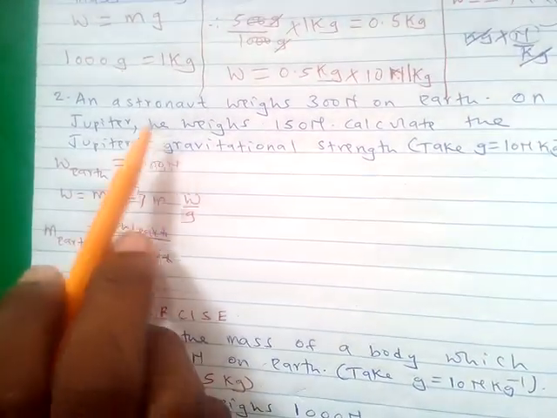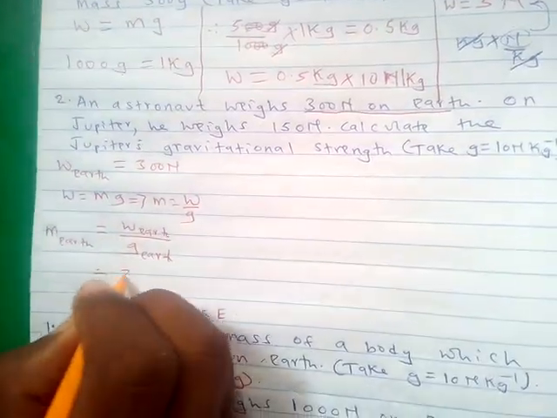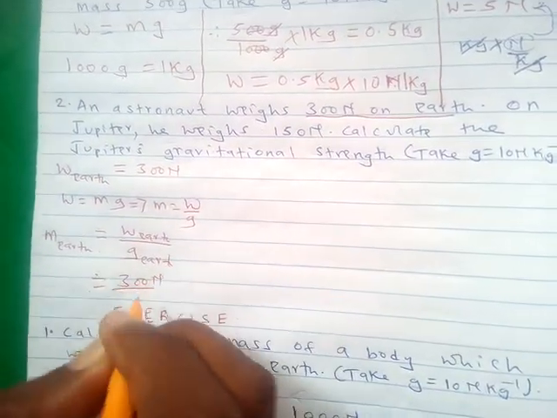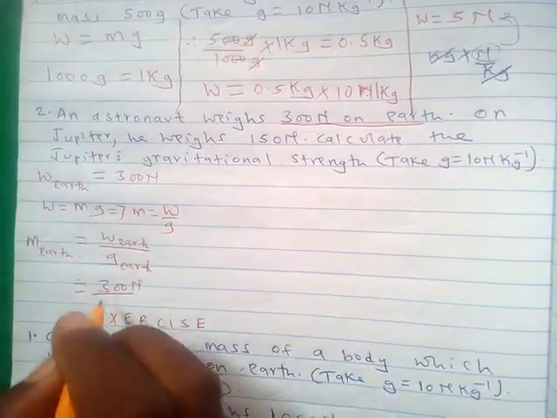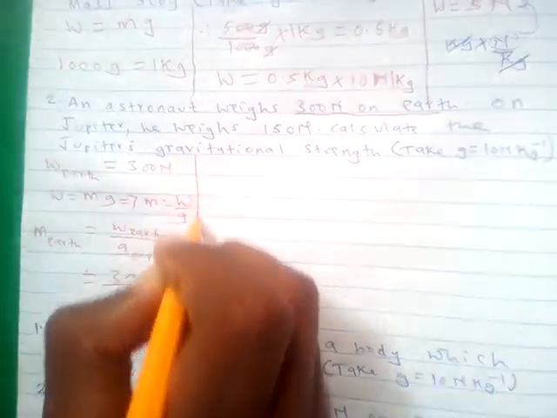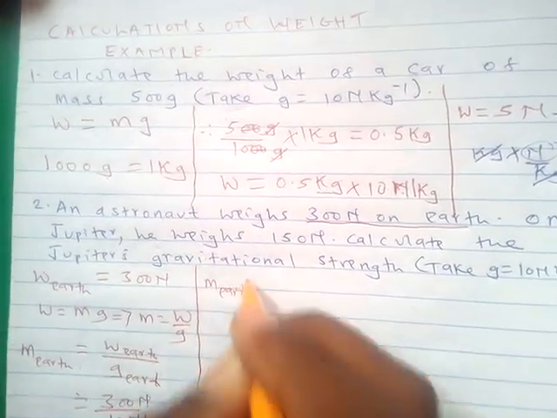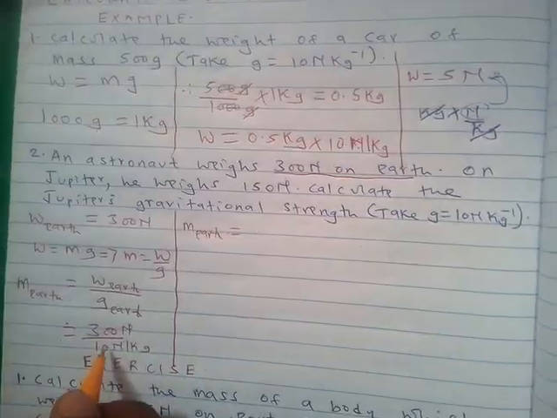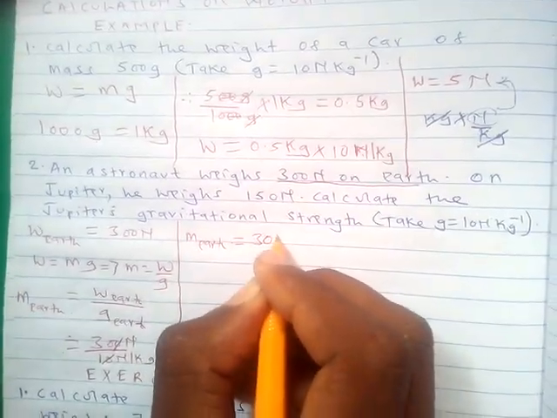So the weight of the person on Earth, an astronaut weighs 300 Newton on Earth. So it is 300 Newton, divided by gravity on Earth. Take g. This is always the gravity on Earth. It is 10 Newton per kilogram. So here we have the mass of that person on Earth being equal to, 0 and 0 will cancel out, so this will be 30.